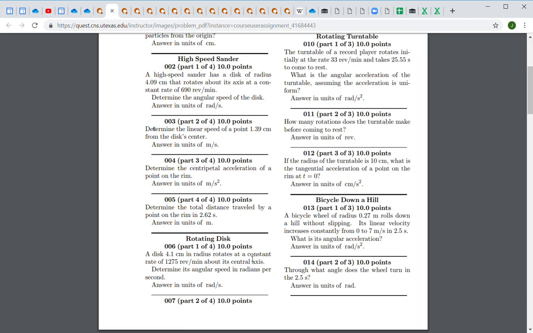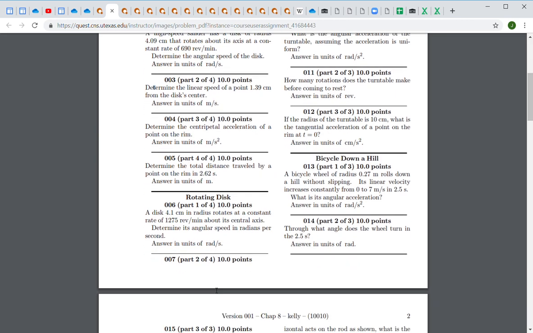Problem 6, rotating disk. A disk of a certain radius rotates at a constant speed in revolutions per minute about its central axis. Determine the angular speed. So that's just like the first part of the previous problem. We already know the angular speed in non-SI units. We're going to convert to SI units by multiplying by 2 pi radians over 1 revolution and 1 minute over 60 seconds. Do that and you'll get the result in radians per second.